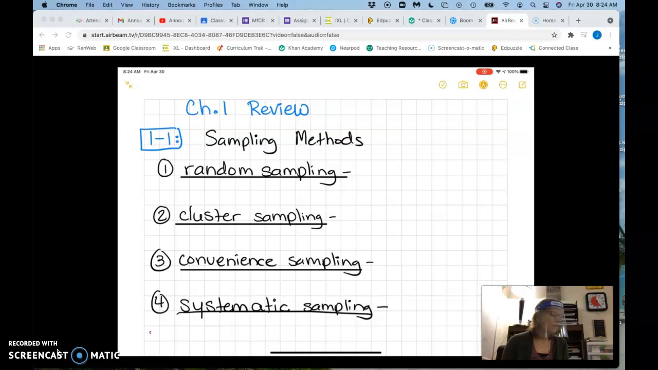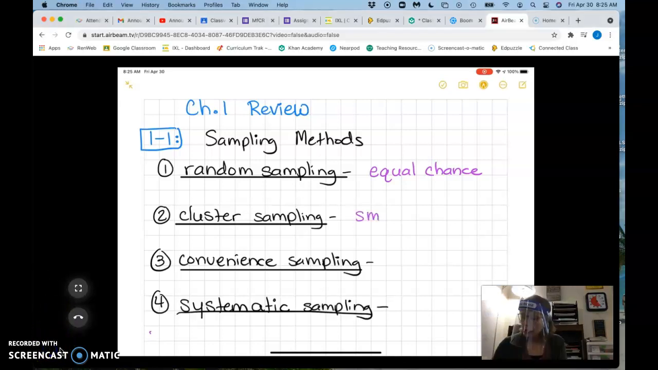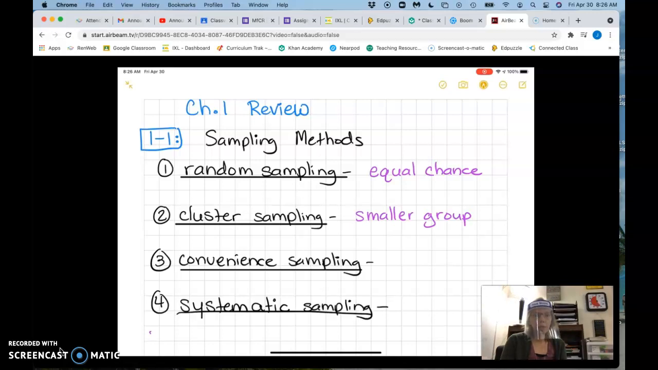Okay, so random sampling means each person has an equal chance of getting picked for the survey. Cluster sampling means they're pulling their people from a smaller group. For example, they would only be polling the people in all the English classes. Instead of the whole school, they're just talking to people in English class.